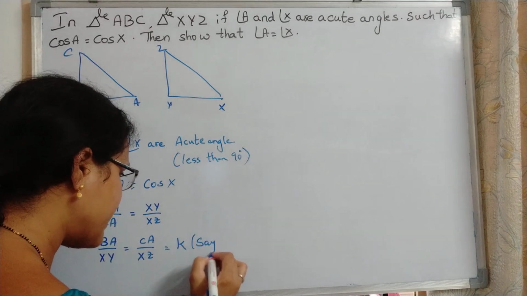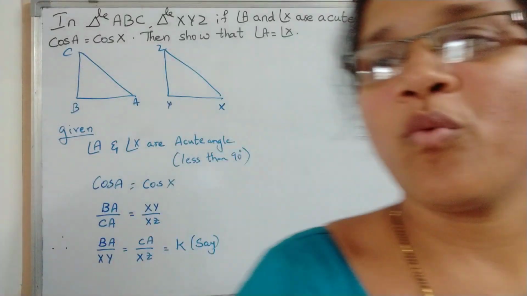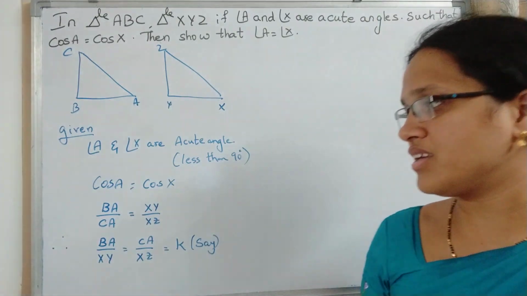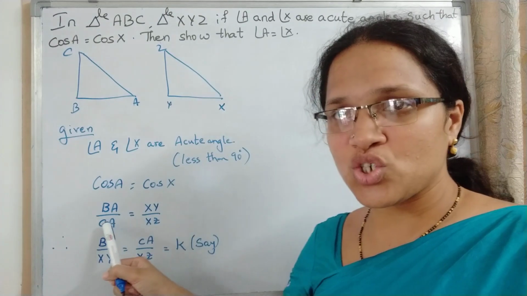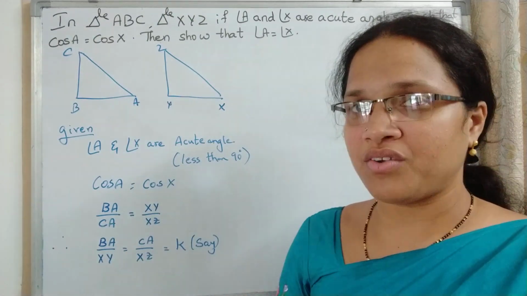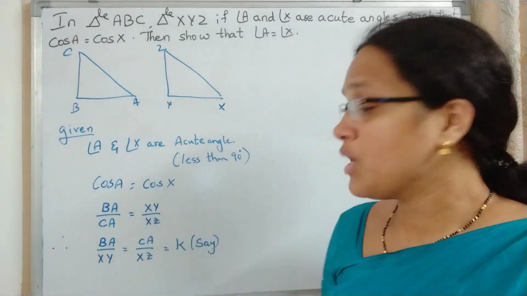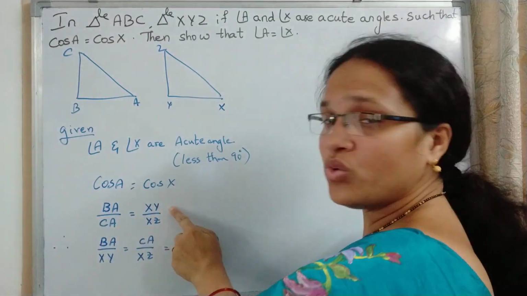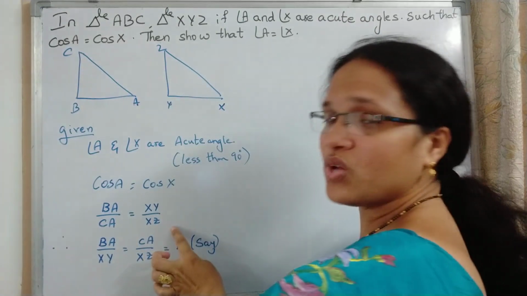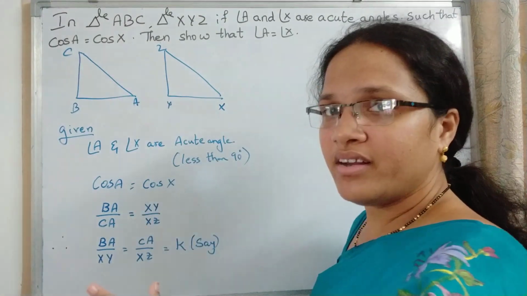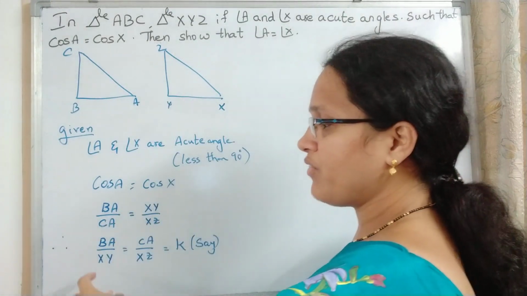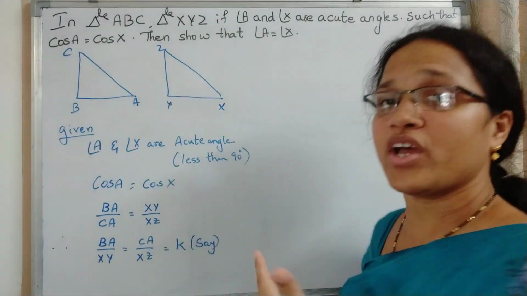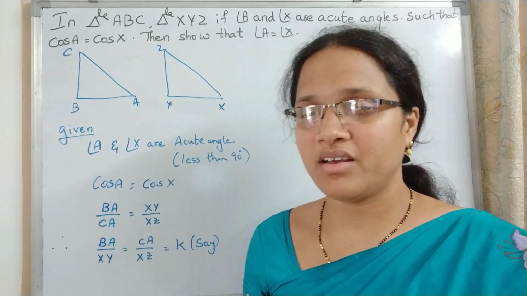So this is a constant, say. You may wonder, why did I write such a thing? Because these ratios are taken from trigonometry. That means cos A is equal to cos X. But when you write it like this, BA is always equal to XY and CA is always equal to XZ. So what did I do? I made them into ratios. BA by XY is equal to CA by XZ is equal to a constant K. Is that clear?